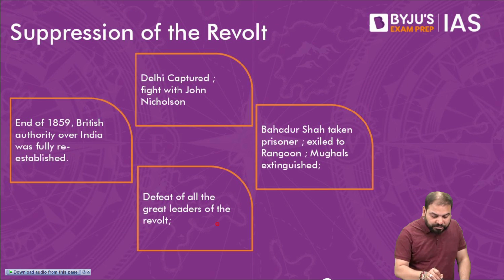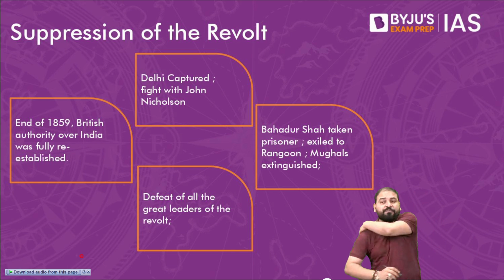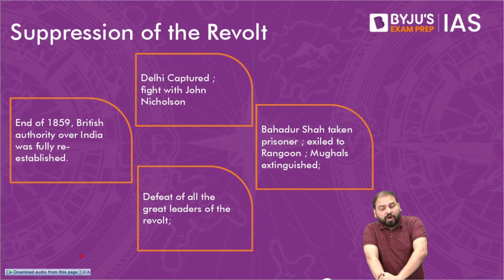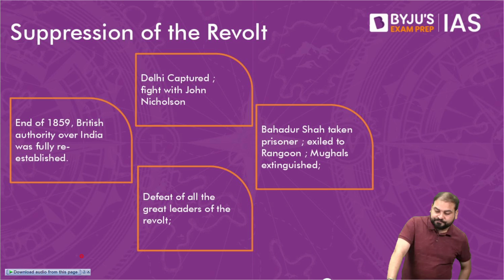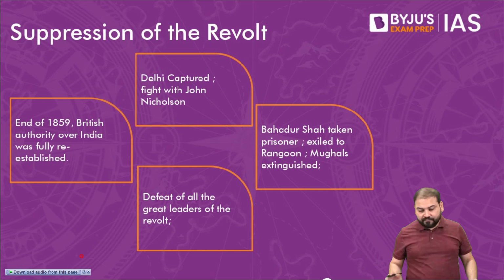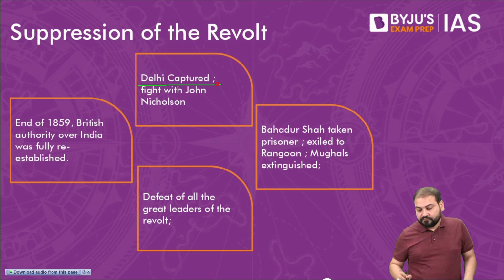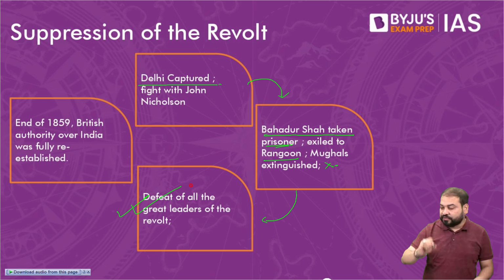We are entering into the third part of the chapter. Everyone, please see. The second part is mainly for prelims. Mains question should not come. Remember the names of the leaders. And all of you, see here. Can I say, for example, Delhi was captured. Bahadur Shah was taken as a prisoner, sent to Rangoon. Mughal family ended. The same thing happened to most of the great leaders of the revolt.